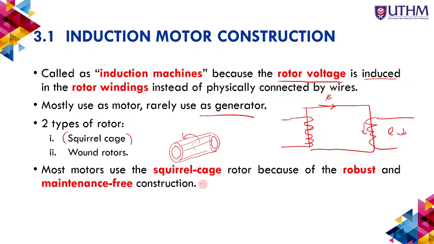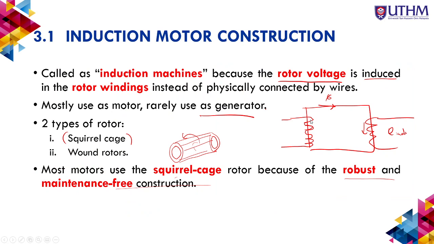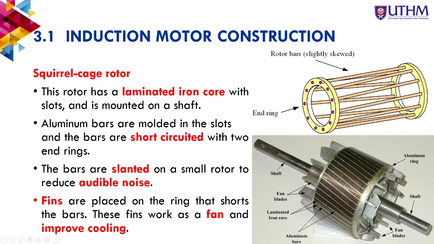So the motor uses the squirrel cage rotor because of the robust and also maintenance-free construction. So this is the squirrel cage, benda ni this is squirrel cage. So dia tak ada connection between stator and also the rotor. Asal ramai keluar masuk internet problem. Okay, so yeah, this is the squirrel cage.